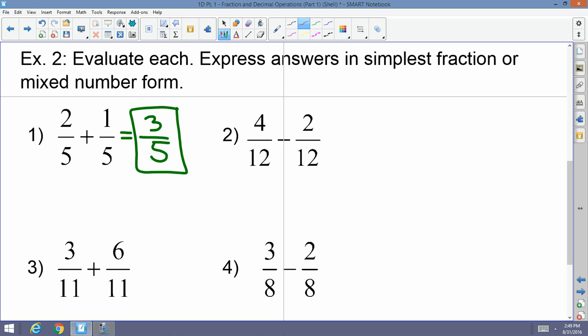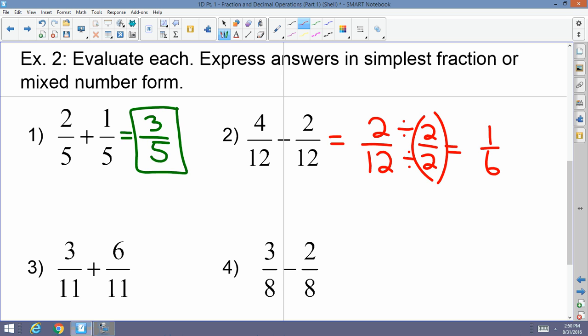Number 2, 4/12 minus 2/12. Well, I have the same denominator, so I can subtract the numerators, and I keep the same denominator, but I can reduce this. They're both even numbers, so they're divisible by 2 over 2, dividing 2 to both the numerator and denominator, and my answer is 1/6.